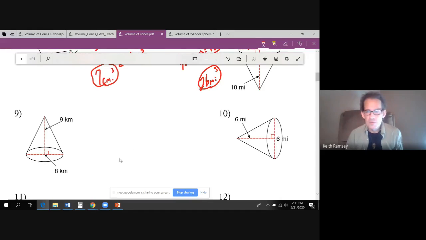Okay, take a look at number 9 and 10. Be careful, they're giving you the diameter for both of these cones. You want half that for your formula. Half of 8, half of 6. If you have any questions, let me know.